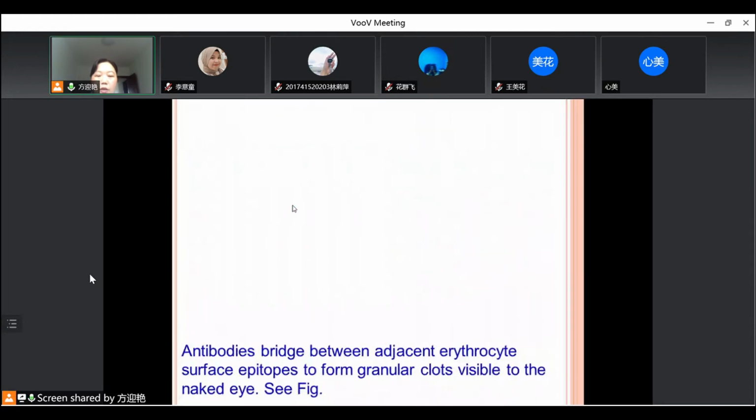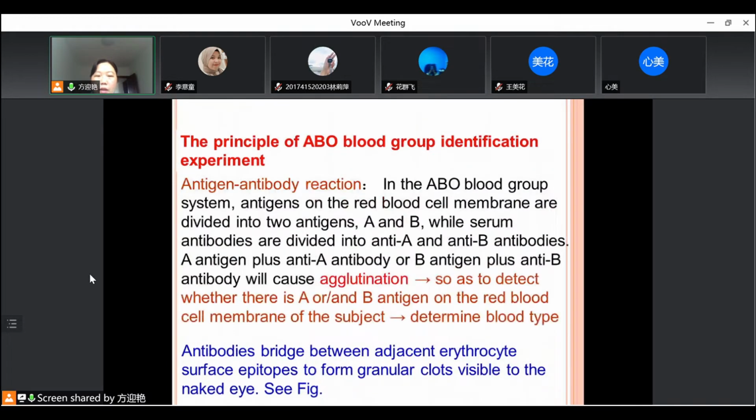Yeah. So here we can see the principle of the ABO blood group identification experiment. This experiment is about antigen and antibody reactions.